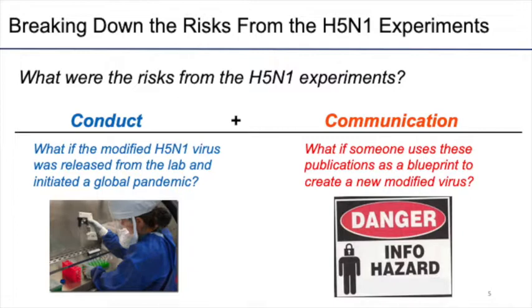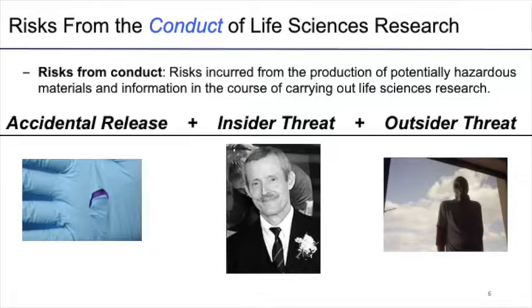So I'm going to go through each of these categories in turn, starting from the risk from the conduct of life sciences research, which I've defined here as risk incurred from the production of potentially hazardous materials and information in the course of carrying out life sciences research. So not afterwards, but while the actual research is going on. And here I further subdivide into three different categories.